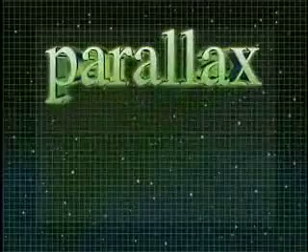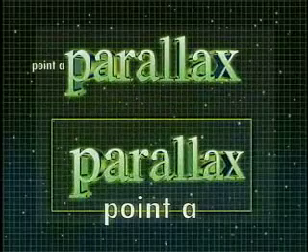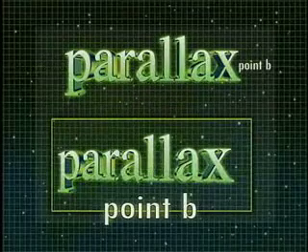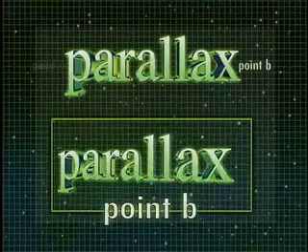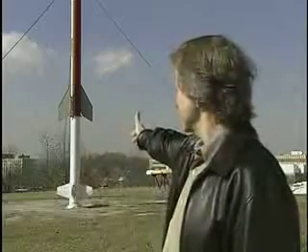Parallax is the apparent change in position of an object when you look at it from two different stations or points of view. It sounds mysterious, but you use this technique all the time. For example, let me show you how parallax works by using my thumb and that rocket in the background. First, hold your thumb out at arm's length. Now look at your thumb with your left eye open and your right eye closed.